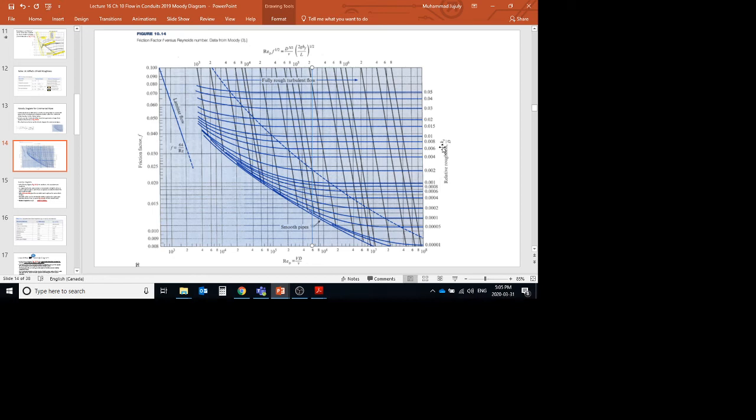Like we know, if the pipeline is corroded, that means it has more friction, and if the pipeline is new, there will be less friction. So for a corroded pipeline and for a new pipeline, there will be many different types of combinations in here. Based on that, we'll select one line and then we'll calculate the friction factor. So these are explained in here.